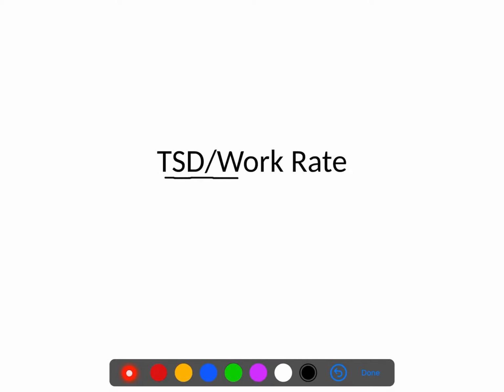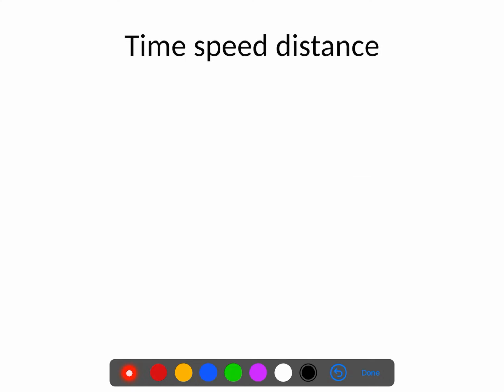We'll see some basic concepts of time, speed, distance and work rate, and we'll do some basic questions. Let's start with time, speed, distance. So distance is equal to speed into time, or speed is equal to distance over time, or time is equal to distance over speed. That's the thing we use.